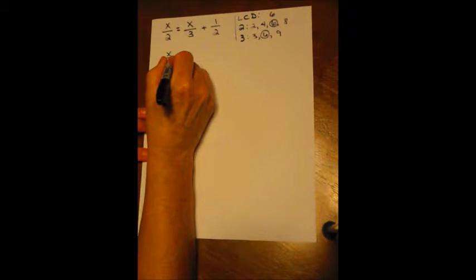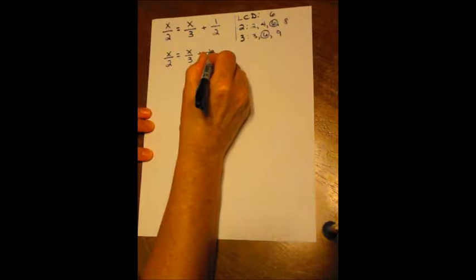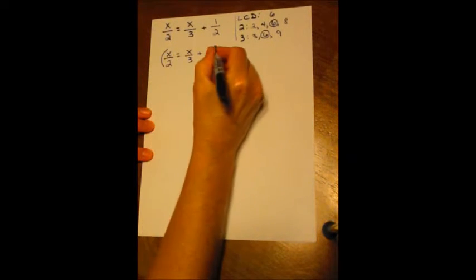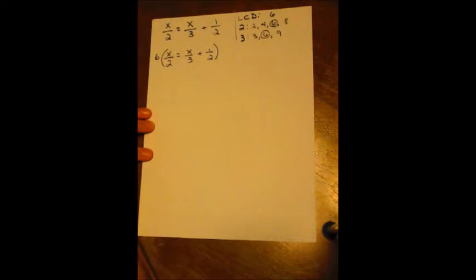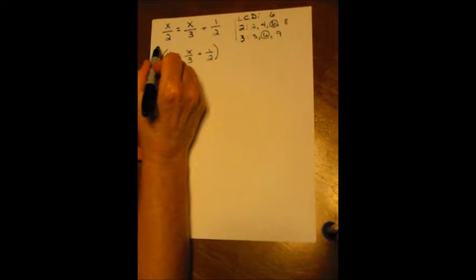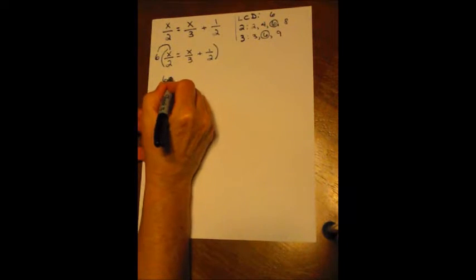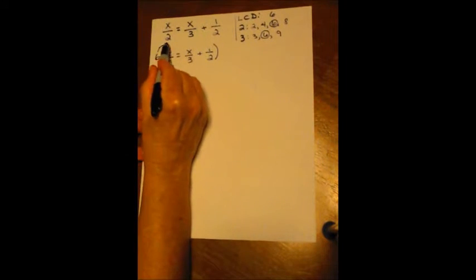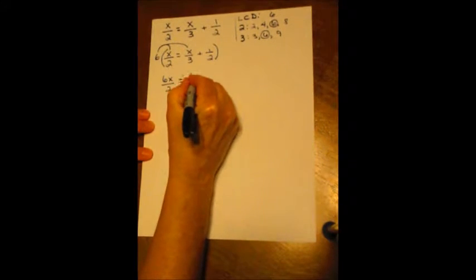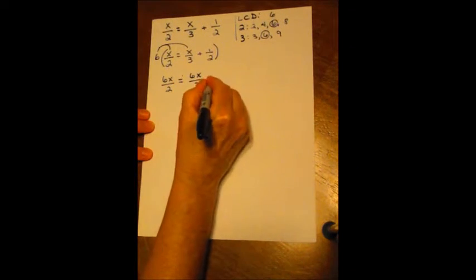I'm going to rewrite the equation x over 2 equals x over 3 plus 1/2 and put it in parentheses, and on the outside write a 6. Now it looks like a distribution. So that's exactly what we're doing. I'm going to multiply 6 times x over 2, and I get 6x over 2 equals. Then 6 times x over 3, I get 6x over 3. I'll bring down that plus sign.